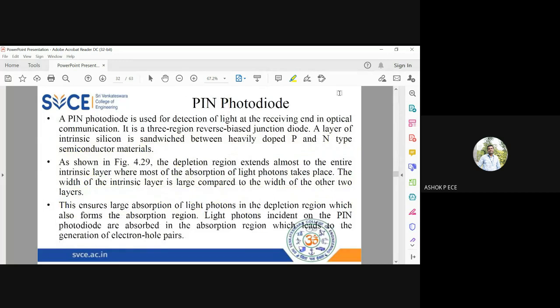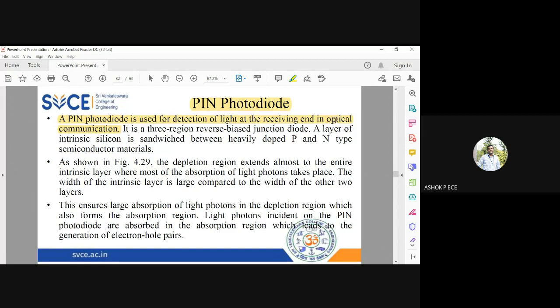PIN photodiode. For any optical communication, type in Google: optical communication system receiver. If you type this, the first thing that will come up in the search is the photodiode, because photodiodes are devices which are able to detect light and produce voltage or current proportional to the amount of light detected. See the definition: a PIN photodiode is used for detection of light at the receiving end in optical communication. So the photodiode is used as a receiver.